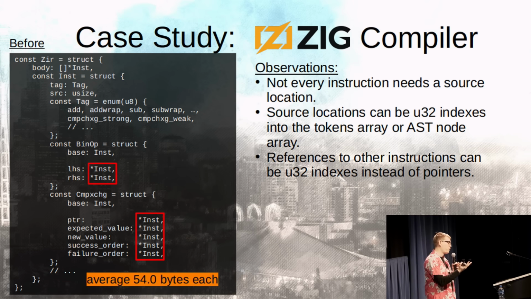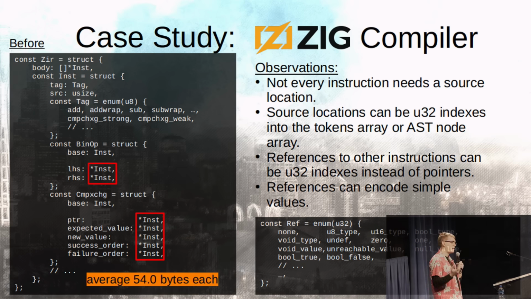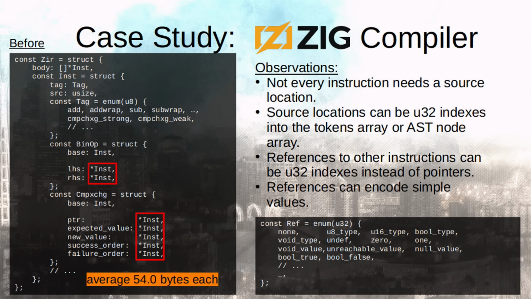And then finally, this is the pointer to index thing, right? So now references to other instructions are half as big. And then finally, references can encode simple values. So if you're just talking about the literal value true or false, we don't need to create a whole instruction to represent that. The reference to true or the reference to false itself in the IR format can just have an enum tag dedicated to that. I'm going to just gloss over that because I don't want to run out of time. But anyway, suffice to say, before it was an average of 54.0 bytes each.